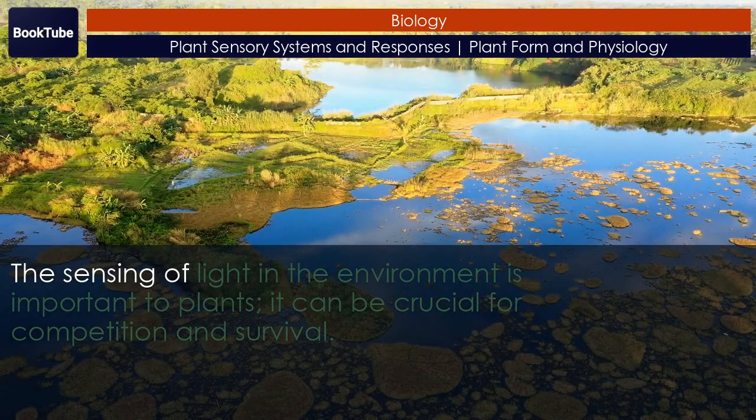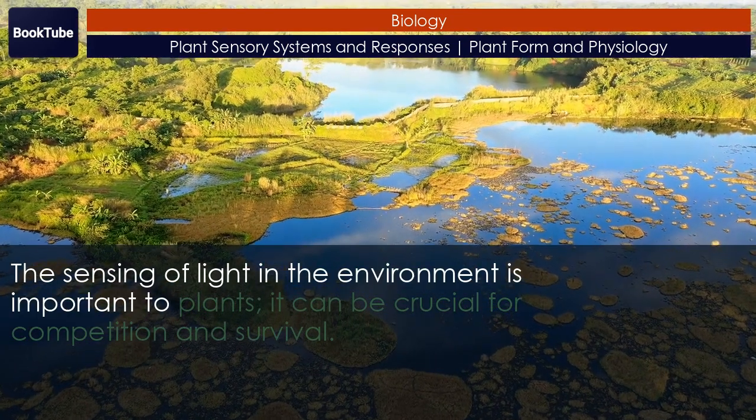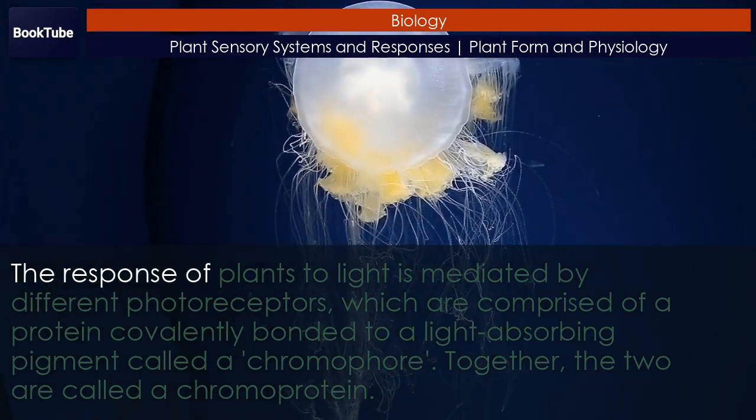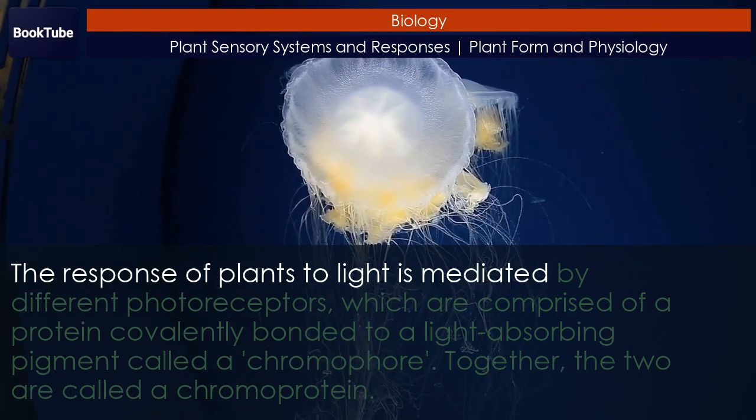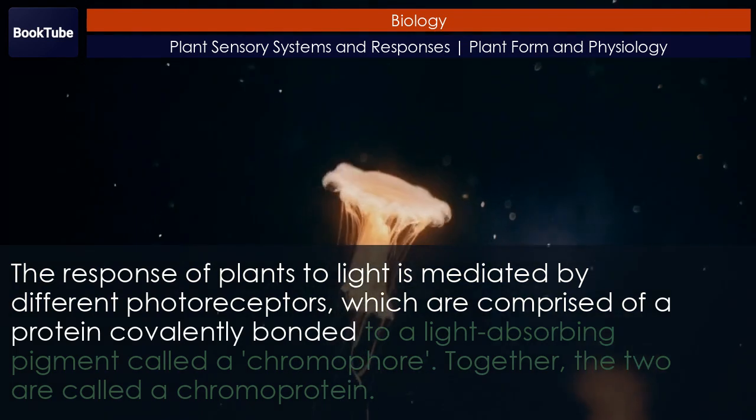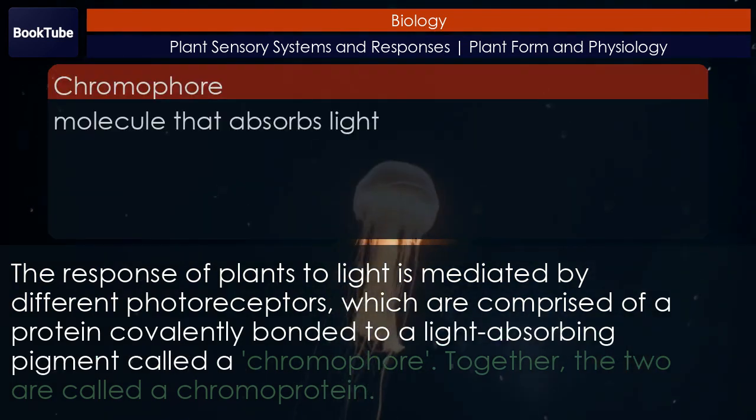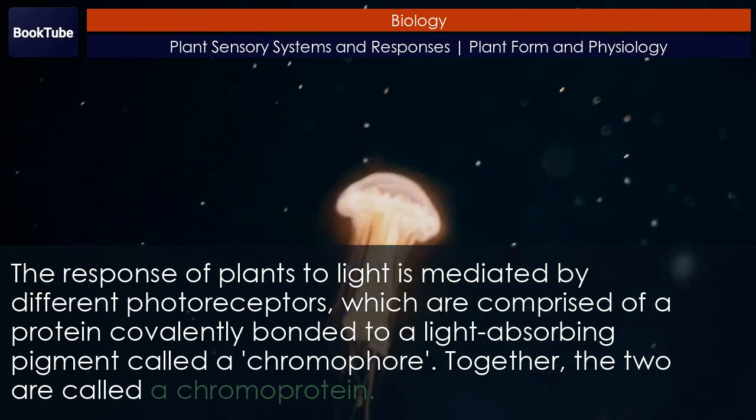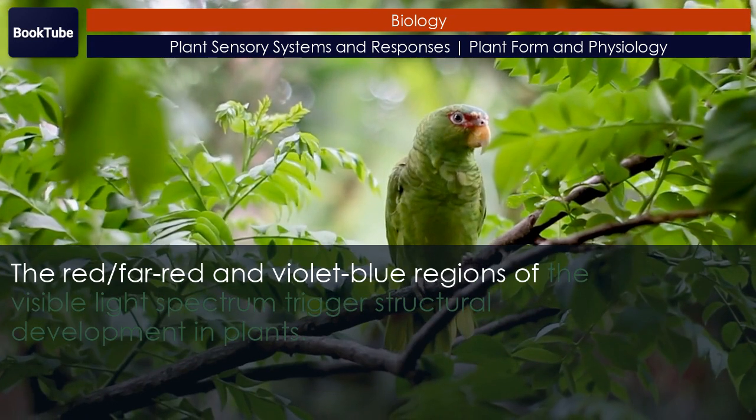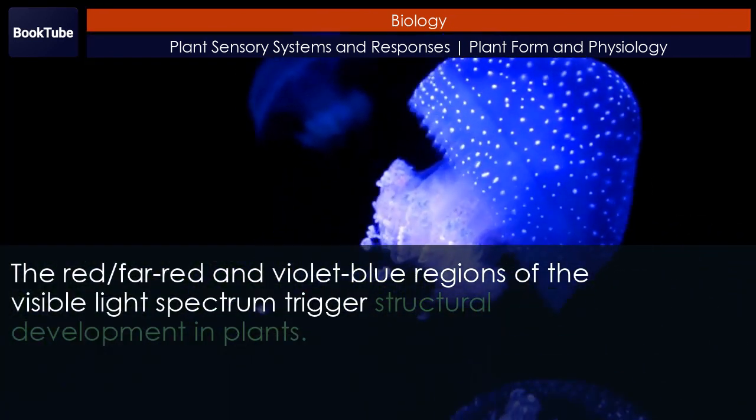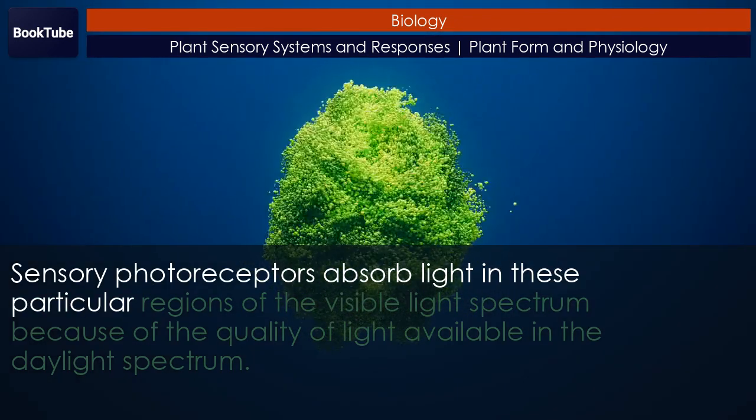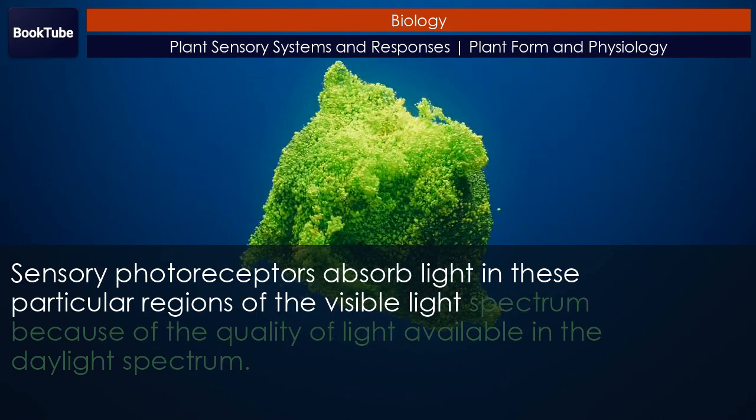The sensing of light in the environment is important to plants. It can be crucial for competition and survival. The response of plants to light is mediated by different photoreceptors, which are comprised of a protein covalently bonded to a light-absorbing pigment called a chromophore. Together, the two are called a chromoprotein. The red, far red and violet-blue regions of the visible light spectrum trigger structural development in plants. Sensory photoreceptors absorb light in these particular regions of the visible light spectrum.